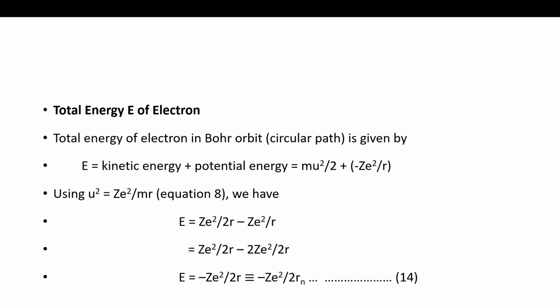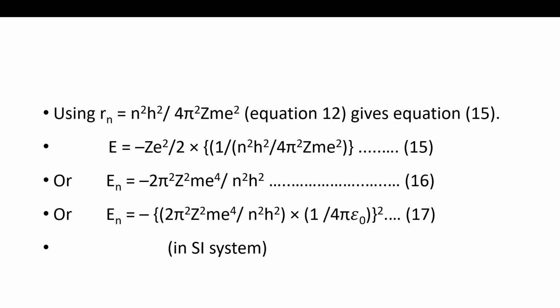Total energy E of the electron. Total energy E is the sum of kinetic energy plus potential energy, and you can derive E equals minus Ze squared upon 2 rn. Using the value of rn, we find En equals minus 2 pi squared Z squared m e to the power 4 over n squared h squared, multiplied by 1 upon the permittivity factor squared.